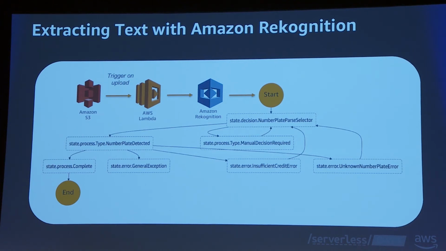If at that point they don't have enough credit, we then need to branch into a fail state, which is going to require that manual intervention. The other option is that, yes, we did see a number plate, but we have no record of the number plate, therefore we branch down into the unknown number plate error on the bottom right there.